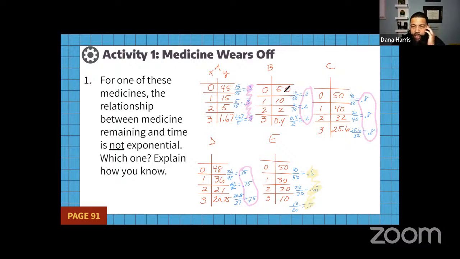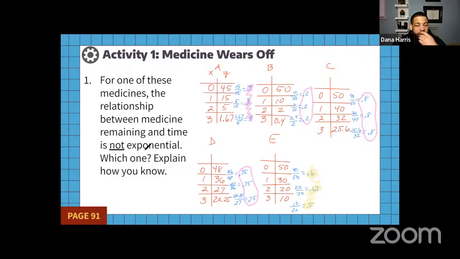Okay, same thing. If I get 50, 50 times 2/10 is 10. 10 times 2/10 is 2. 2 times 2/10 is 0.4. Same thing here. 50 times 0.8 is 40. 40 times 0.8 is 32. 32 times 0.8 is 25.6. Same thing down here. 48 times 0.75 is 36. 36 times 0.75 is 27. 27 times 0.75 is 20.25.